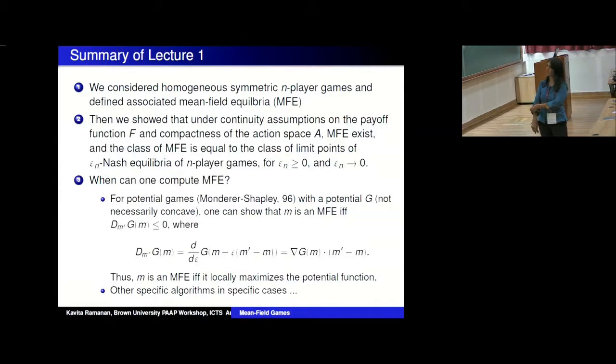So at least there's one case, for potential games, where there's this nice paper by Monderer and Shapley, '96. When you have a potential G, not necessarily concave, one can show, this is a nice little exercise, that M, something in the probability space of actions, is an MFE if and only if the directional derivative of G is less than or equal to 0. In other words, M is an MFE if it locally maximizes the potential function.